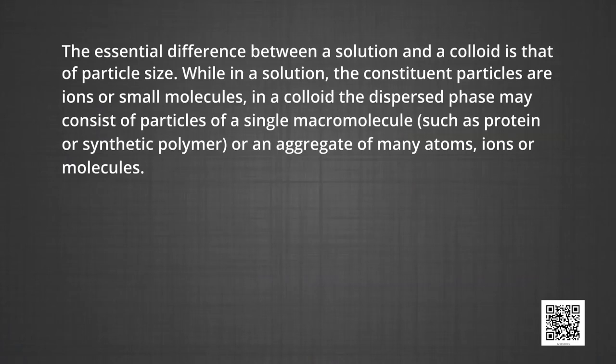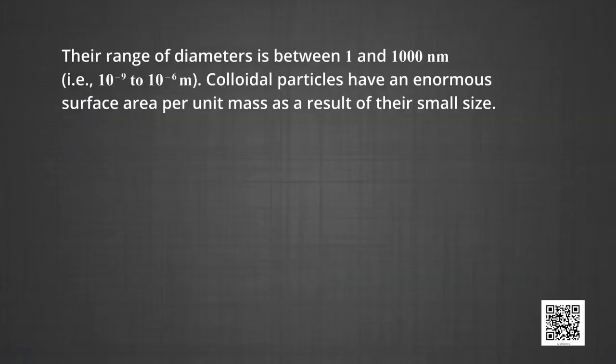A detailed investigation revealed that a substance behaves as a crystalloid or colloid depending upon its particle size. The essential difference between a solution and a colloid is that of particle size. While in solution, the constituent particles or ions are small molecules, in a colloid, the dispersed phase may consist of particles of a single macromolecule, such as protein or synthetic polymer, or an aggregate of many atoms, ions or molecules. Colloidal particles are larger than simple molecules but small enough to remain suspended. The range of diameters is between 1 and 1000 nanometer, that is 10⁻⁹ to 10⁻⁶ meters.